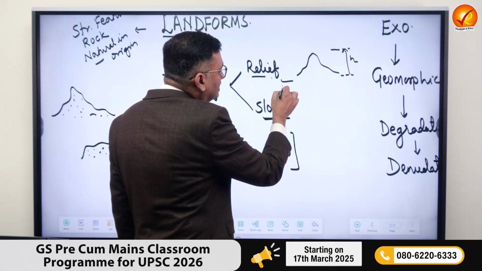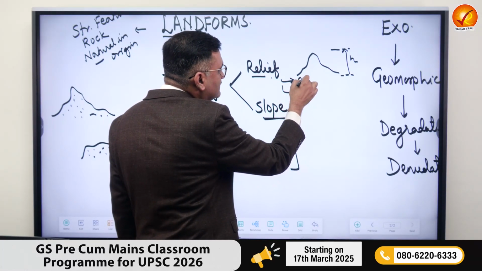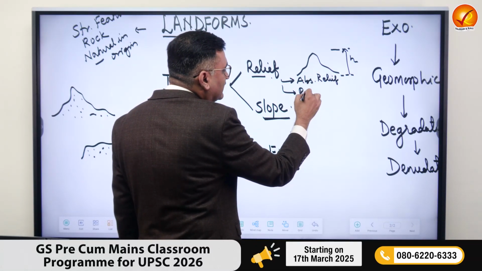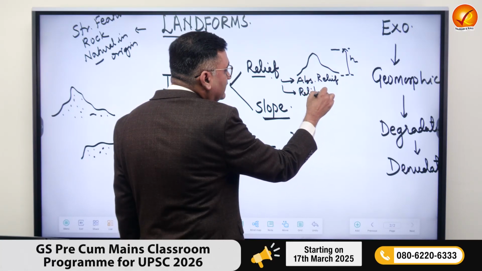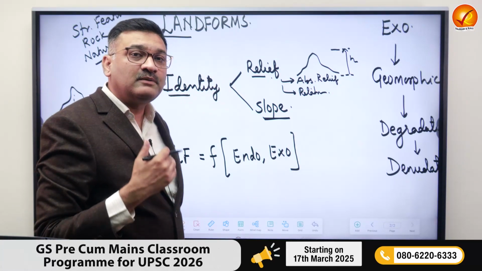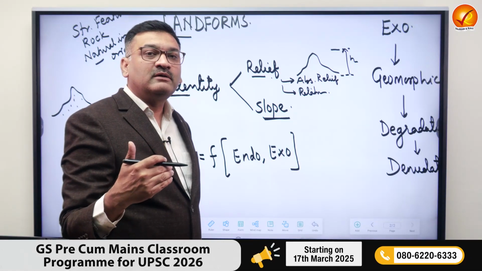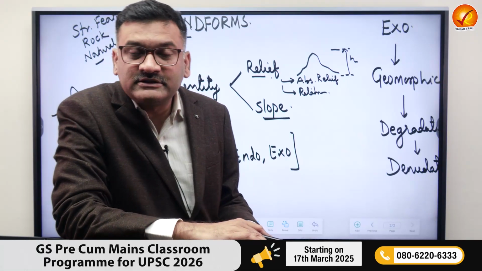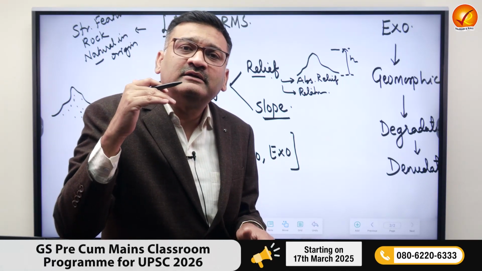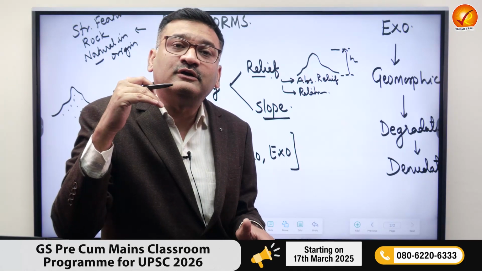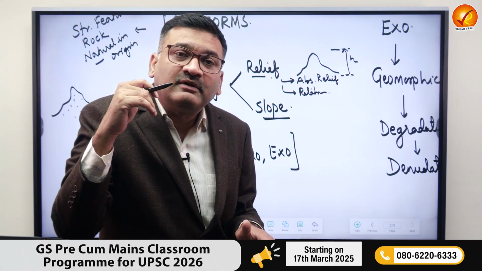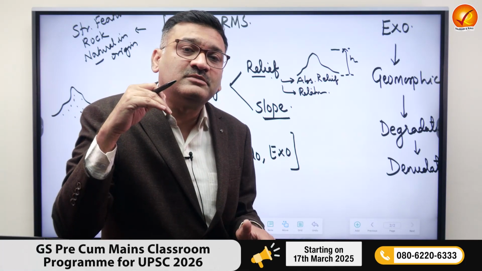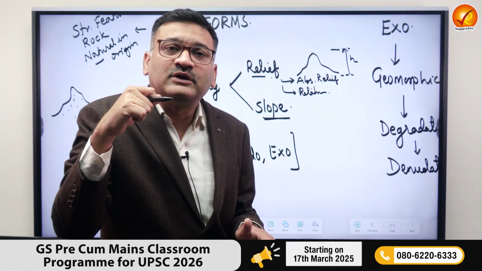Then we'll see relief is further divided into two categories. One is absolute relief of the landform and second is relative relief of the landform. What is absolute? Suppose you are talking about Mount Everest. Mount Everest has a height of 8,848 meters. This is measured from the sea level, and this will be referred to as absolute. Anything that is measured from the sea level will be known as absolute relief.